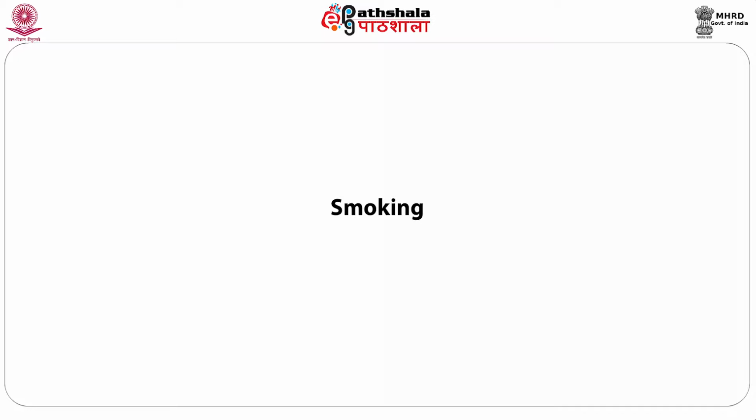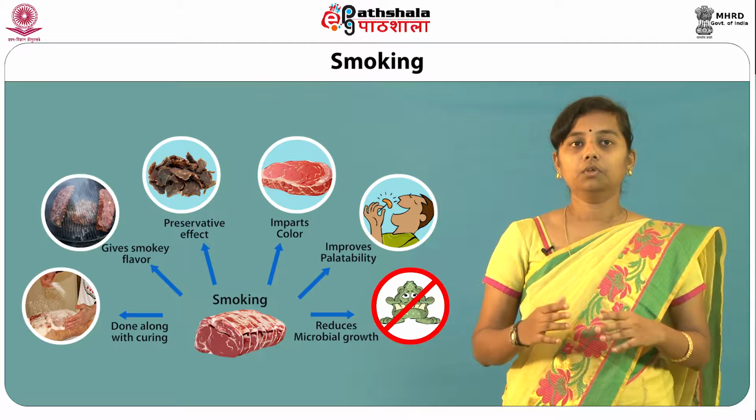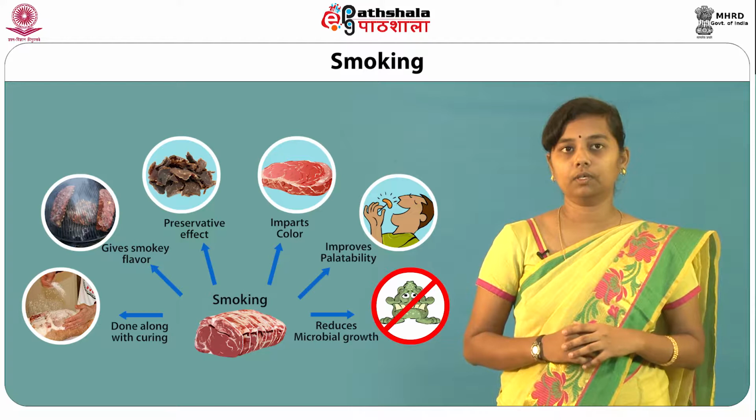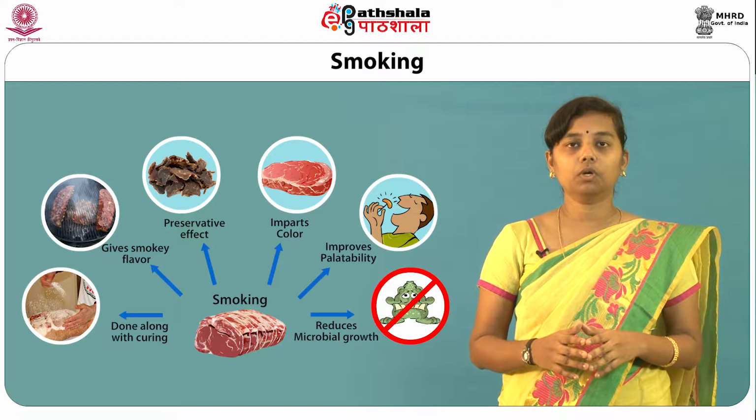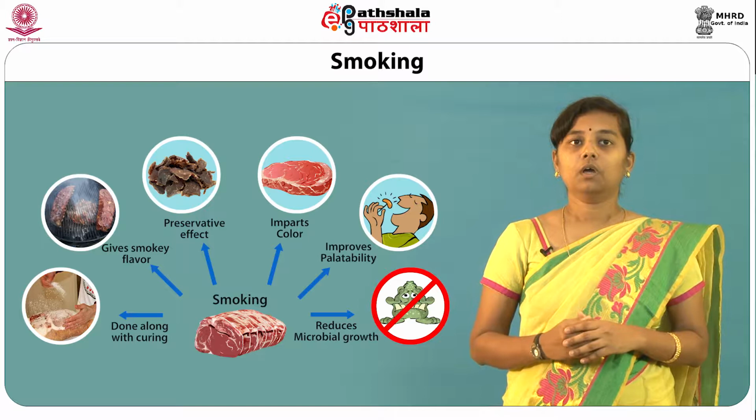Smoking is one of the ancient preservation methods used to preserve cured meat and fish by using the products of smoke. This process also increases the palatability by adding flavor and color to the smoked product. The drying action of the smoke tends to preserve the meat, and the chemicals present in the smoke wood also act as a natural preservative.